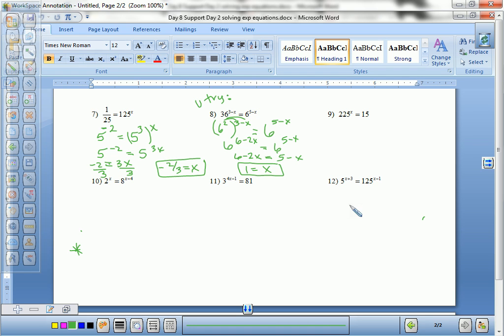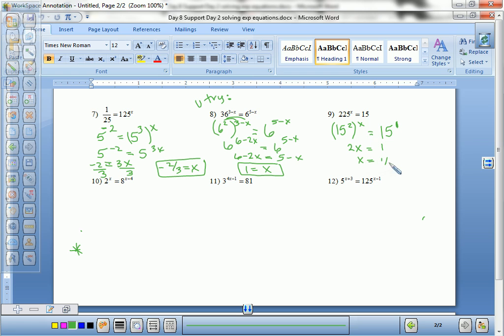Now, number 9 is interesting. Hopefully you remember 225 is 15 squared. Do you remember that from memorizing your perfect squares 1 to 20? So 225 is 15 squared. And I really like this problem because it ties back in sort of what we just did with our rational exponents. Now, this is 15 to the understood first power. So if you don't need to change anything, you put a 1 right there. All right? So now we get 2x equals 1.